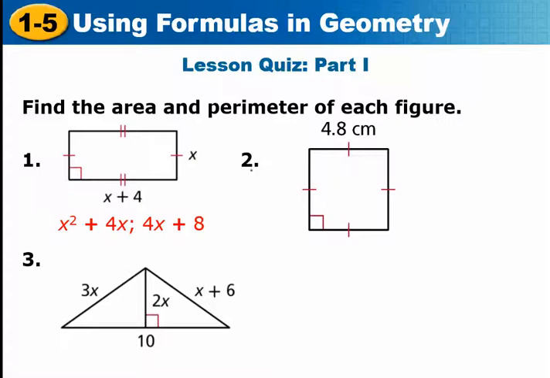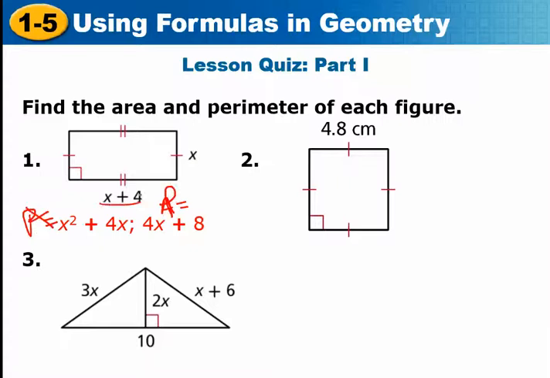Okay, for number 1, you should have got that the perimeter is x squared plus 4x and that the area is equal to 4x plus 8. Let's look at that perimeter one for a minute. We know that we are supposed to be taking, or maybe I have those two backwards. This is area, sorry, and this is perimeter.